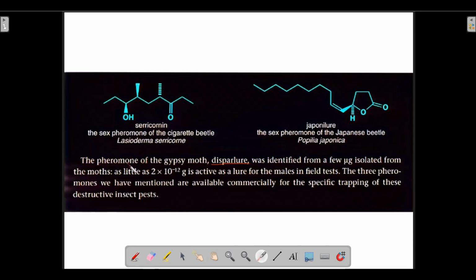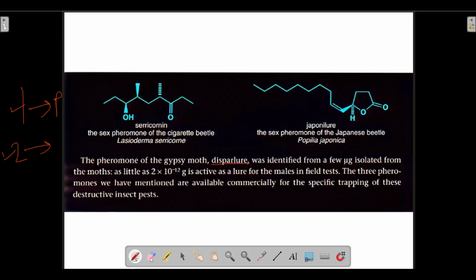Pheromone is a substance released by an insect or animal, which can be perceived by other animals or insects. So insect number one releases a pheromone, and insect number two is able to smell, to sniff the pheromone ejected by the first insect. So these are the pheromones of the gypsy moth.